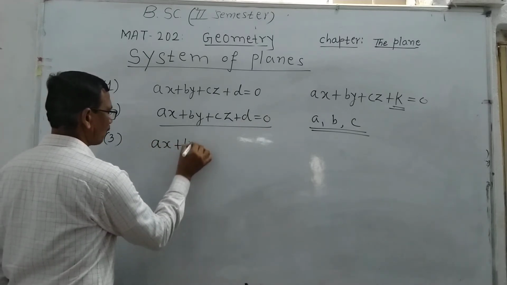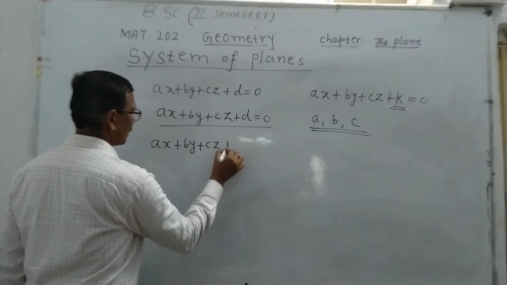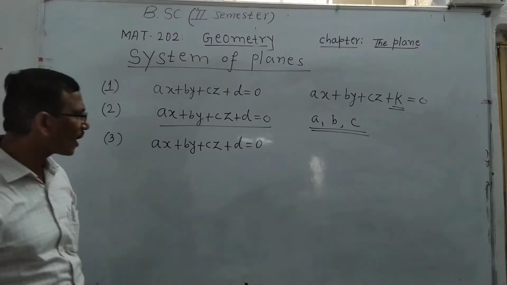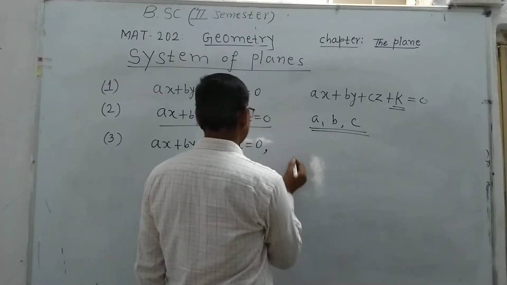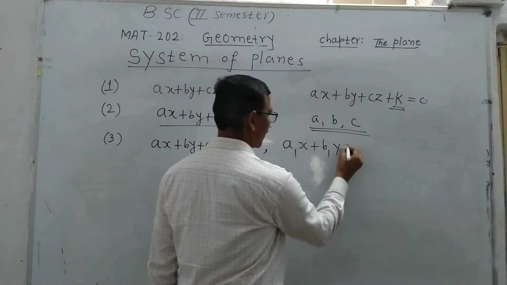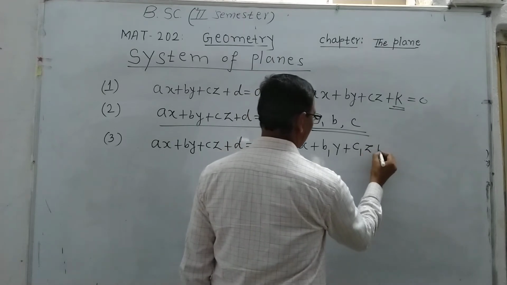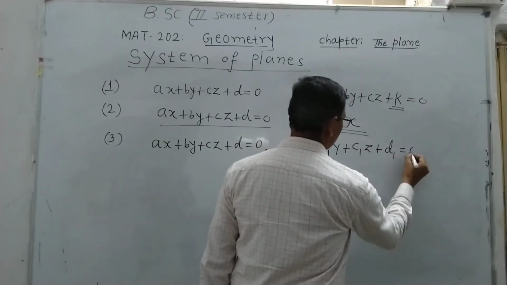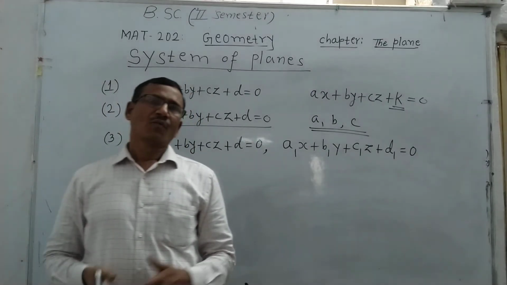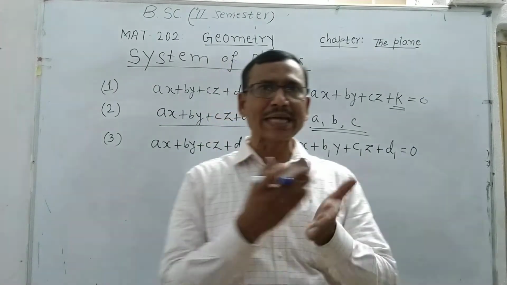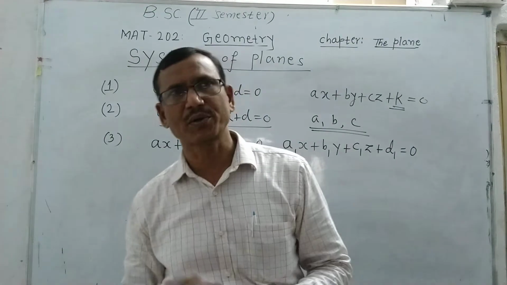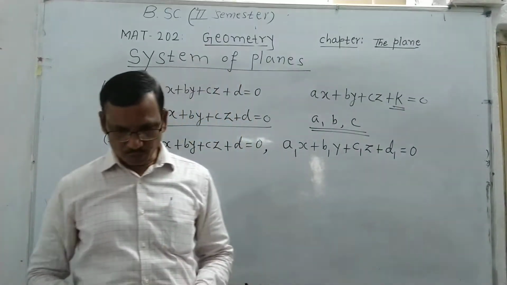And third is, if we consider two planes, ax plus by plus cz plus d equal to 0 is one plane, and the other is, suppose, a1x plus b1y plus c1z plus d1 equals 0. These two planes are given to you. We assume that these two planes intersect each other. That means there is some set of points common to these. And what is the intersection of two planes?